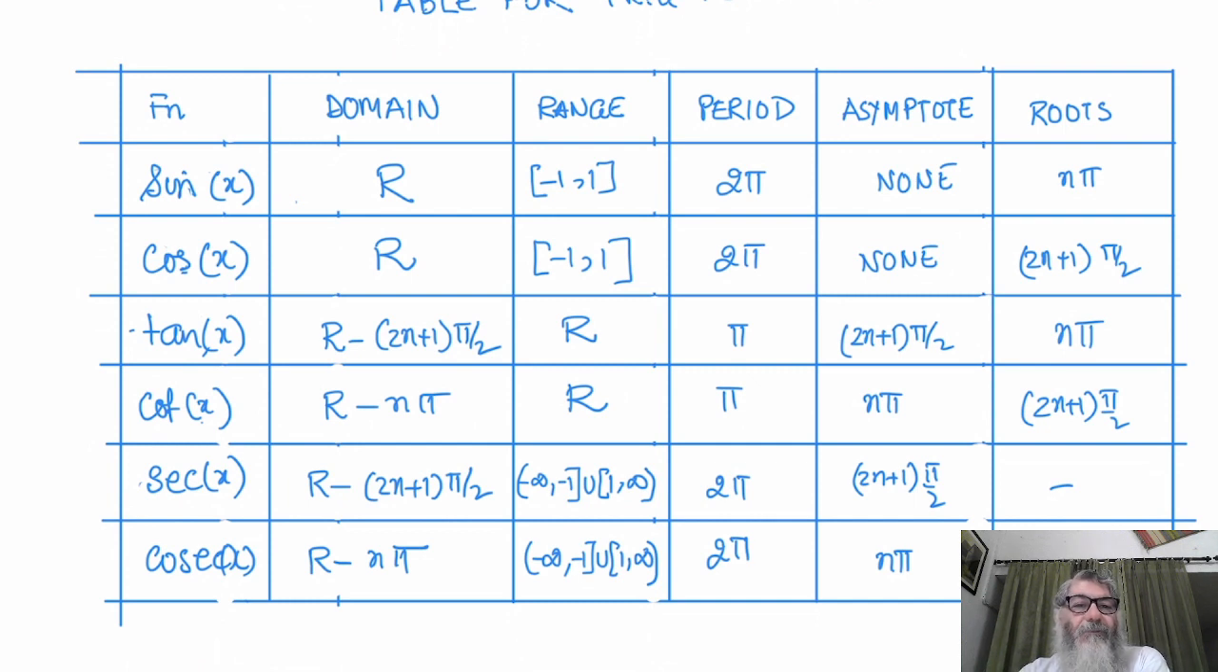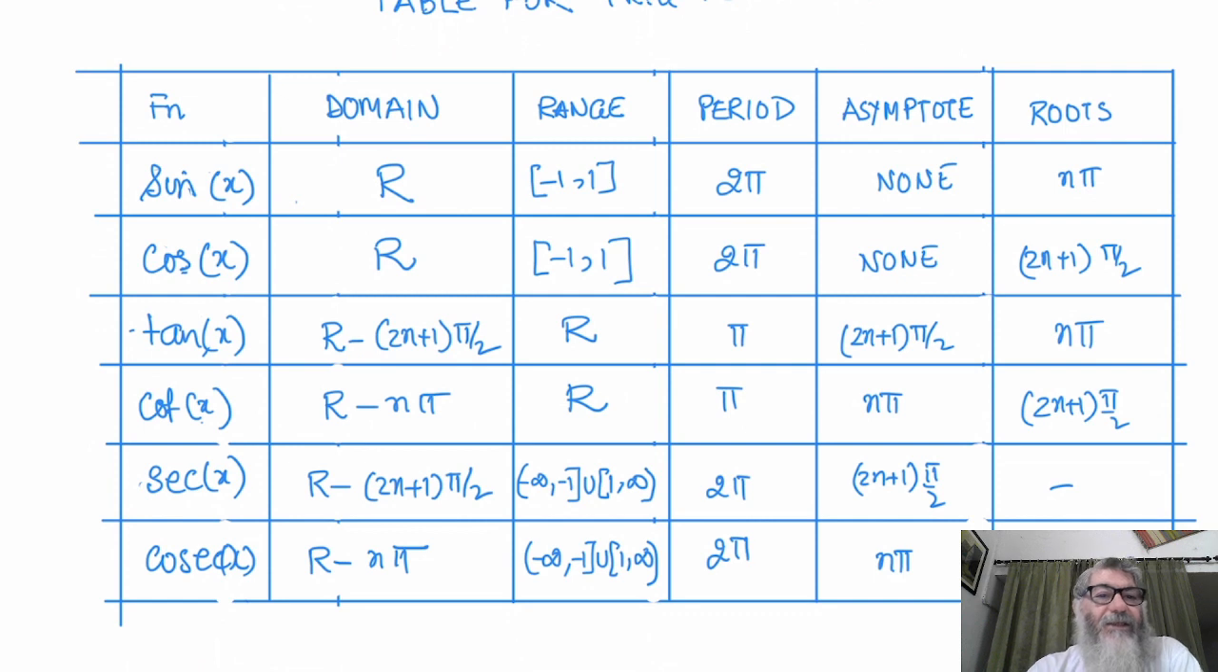Cot x has domain R minus n pi. Cot x is cos x upon sin x. So where sin x is 0, cot x will not be defined, and sin x is 0 at n pi, so it is not defined there. Range is R, period is pi, asymptotes are the same as R minus n pi, and of course roots are (2n+1) pi by 2, because at those points cos is 0 and cot is cos upon sine, so 0 upon 1 will be 0.